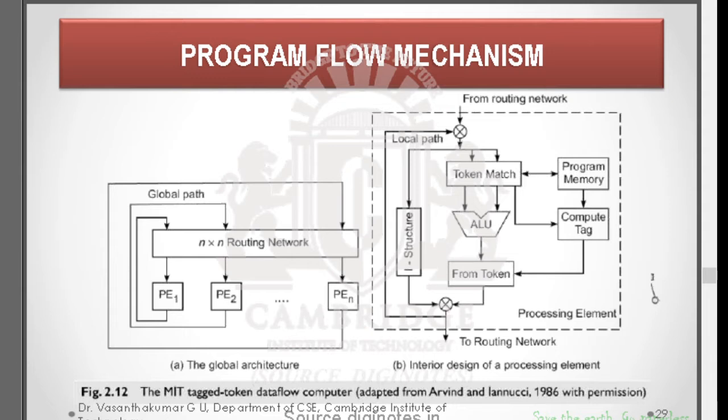Here we have compute tag. For each and every processing element, some tag should be given, and that is taken care of by this compute tag. Then we have program memory. Memory in the sense whatever data is required is stored in the program memory. It works in either direction: from the token match it is sent to the program memory, and from program memory we can send the data back to the token match. So this is how the program flow mechanism looks.